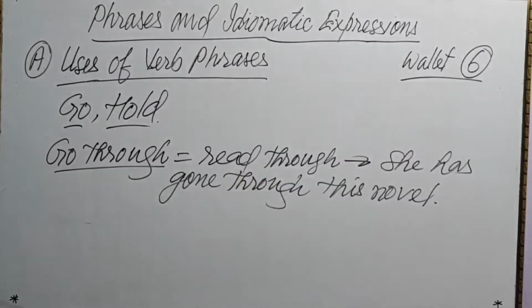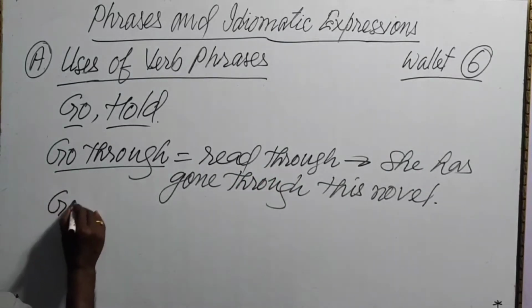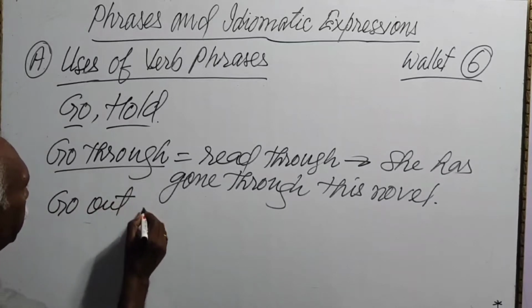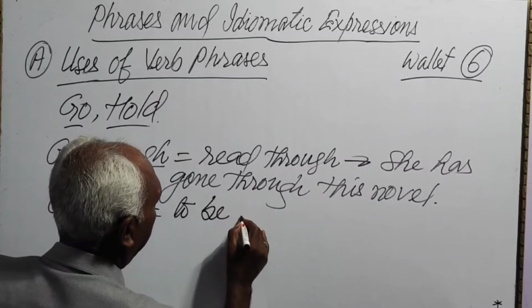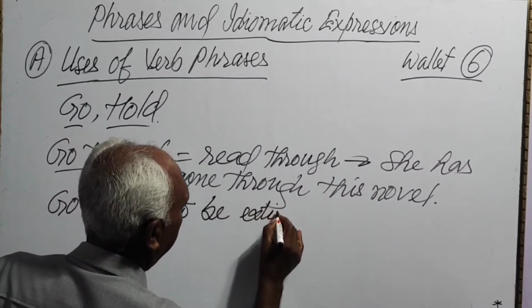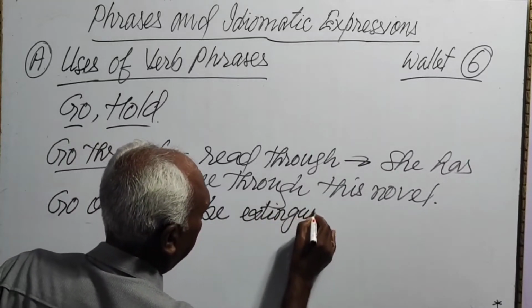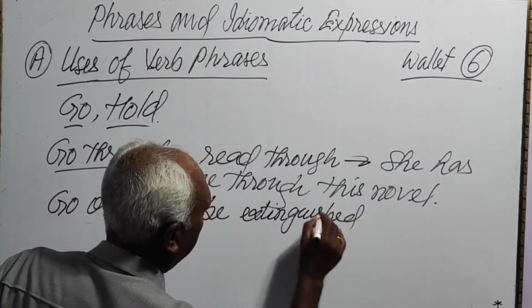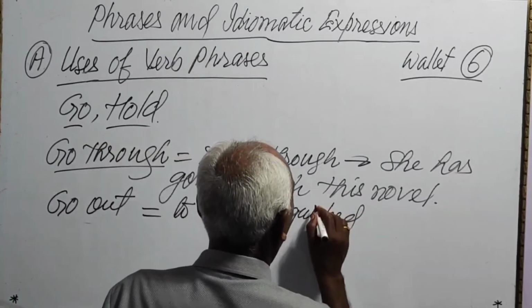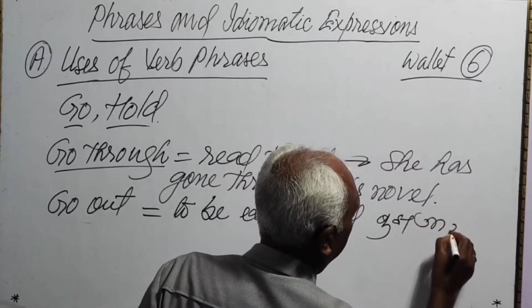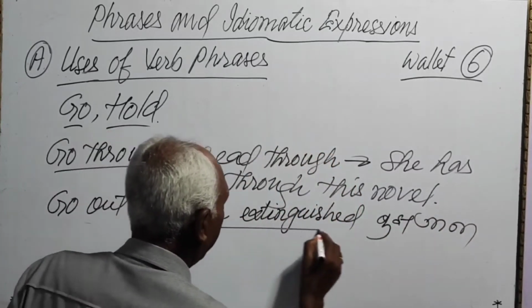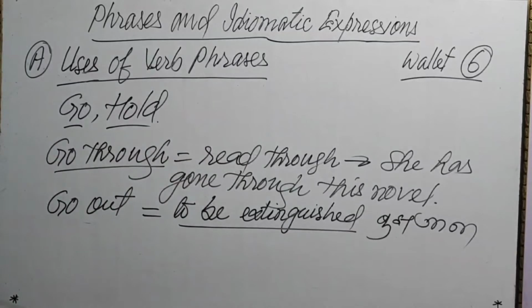So go through, go out. Go out means to be extinguished. Extinguished means bujh jana. Go out, that means to be extinguished. Bujh jana.